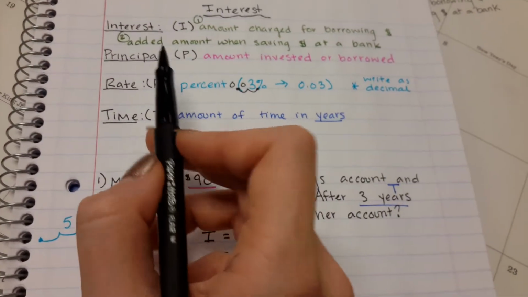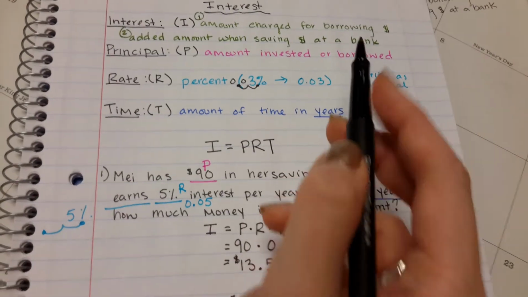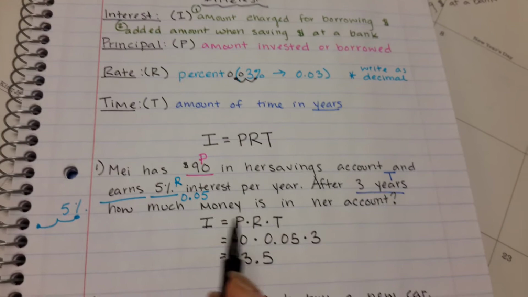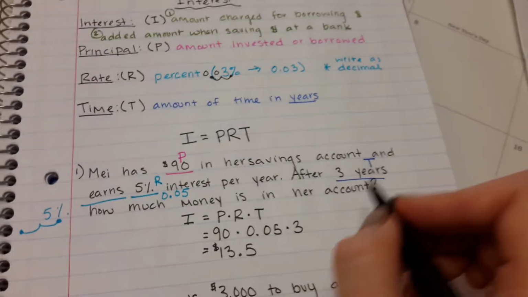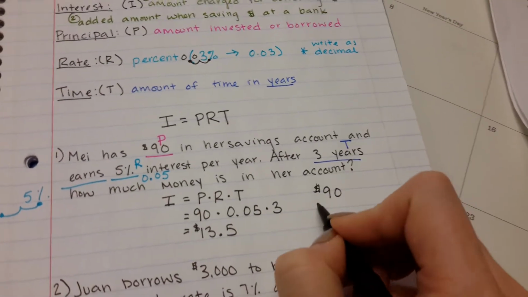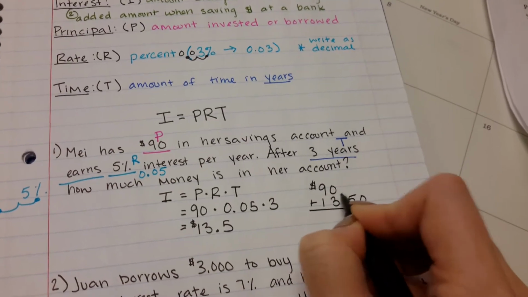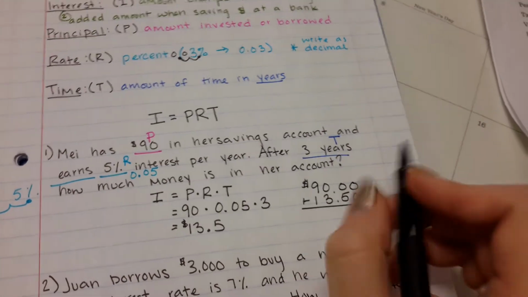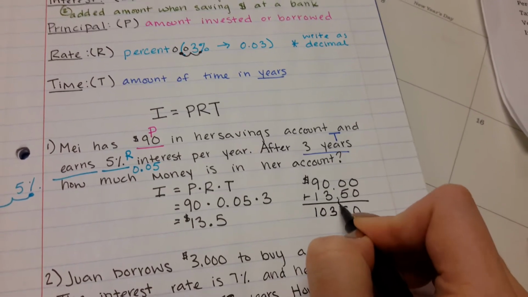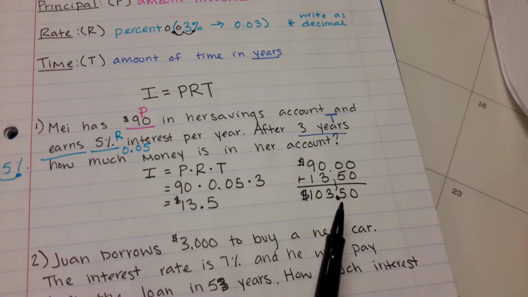Let's go ahead and look at the definition of interest again. The added amount when saving money at a bank. So she had $90, and this is the amount the bank is giving her. So to find out the total amount in her account, we need to add those two amounts together. So she started with $90, and then we added $13.50. So she actually has $103.50, and this is our answer for this problem.